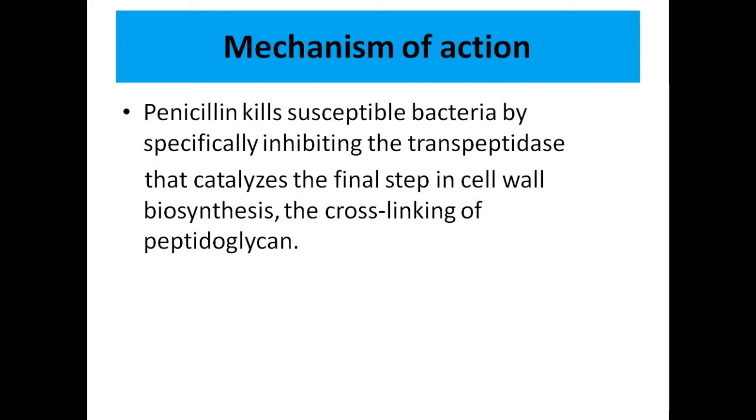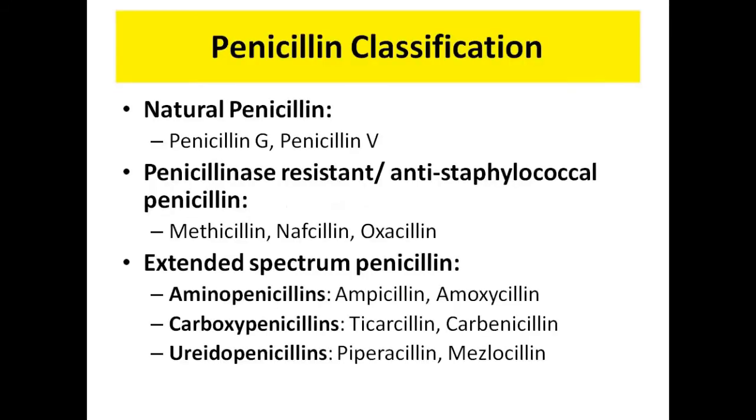The mechanism of action of penicillin is that it inhibits cell wall biosynthesis by specifically inhibiting the transpeptidase enzyme that catalyzes the final step in cell wall biosynthesis. Thus, it inhibits the cross-linking of the peptidoglycan, which is necessary for the synthesis of the cell wall. Finally, when the cell wall is not synthesized, the bacteria will die.